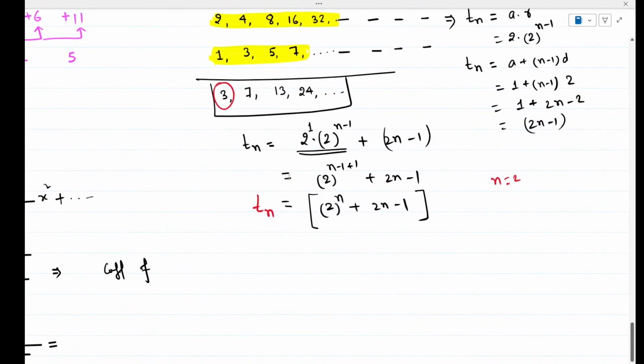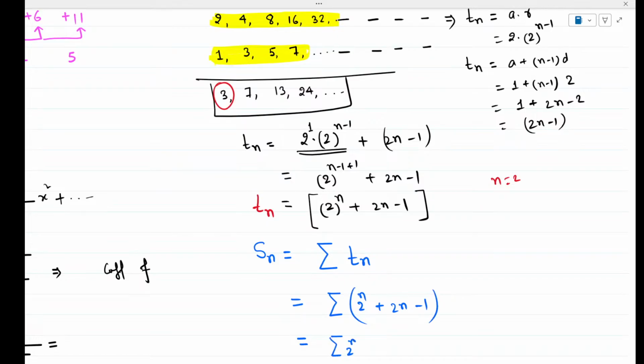Okay. So now we have this. If we are going to find the Sn, this is a way: if you find the sigma of all your Tn, you will get the Sn. So basically, we have to find Sn for 2 raised to power n plus 2n minus 1. So this is nothing but summation of 2 raised to power n plus summation of 2n minus summation of 1. Is it okay?